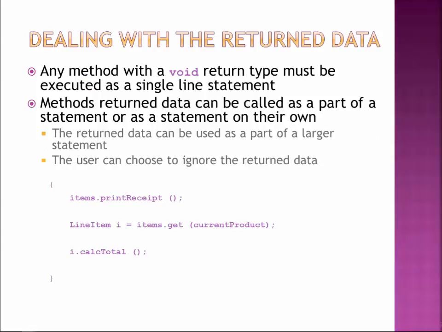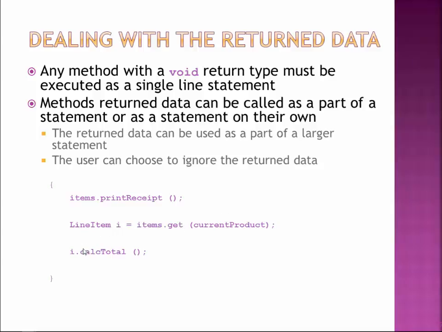So the flip side of all this is as the caller, when I call a method, I don't necessarily have to pay attention to the return type. If it's void, it doesn't return anything. If it's not void, it's returning something, but I'm okay with ignoring that. So I can say items.printReceipt, which maybe goes off and prints something to a printer and doesn't return anything, and that's fine. I can say line item I is equal to items.get for the current product, so I can go get the line item. I can store that.